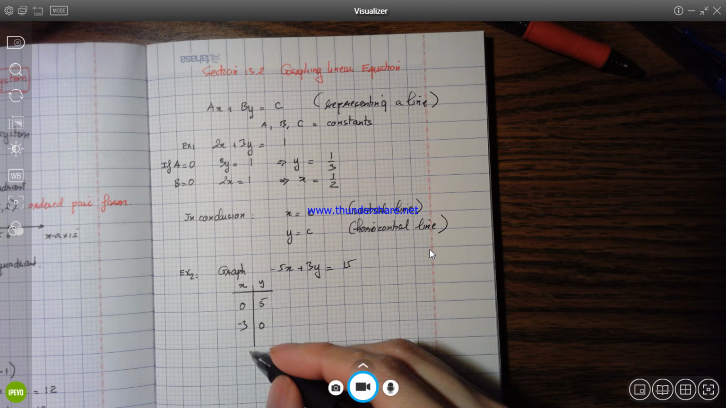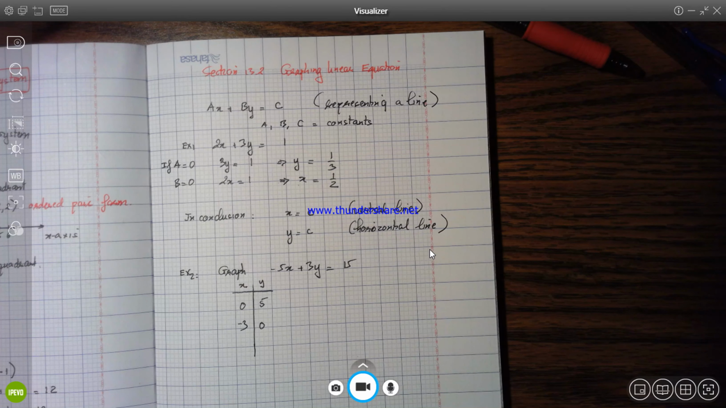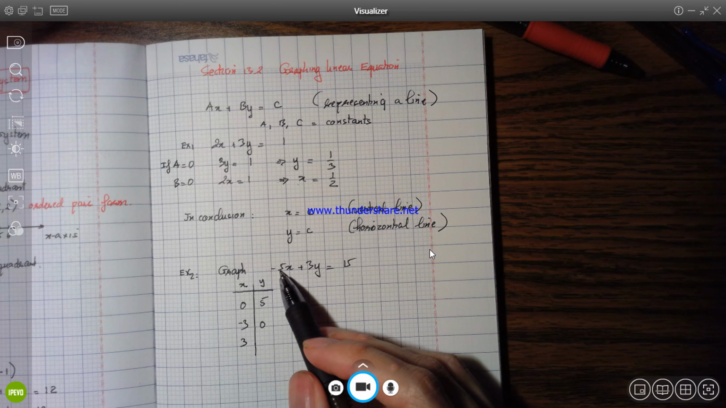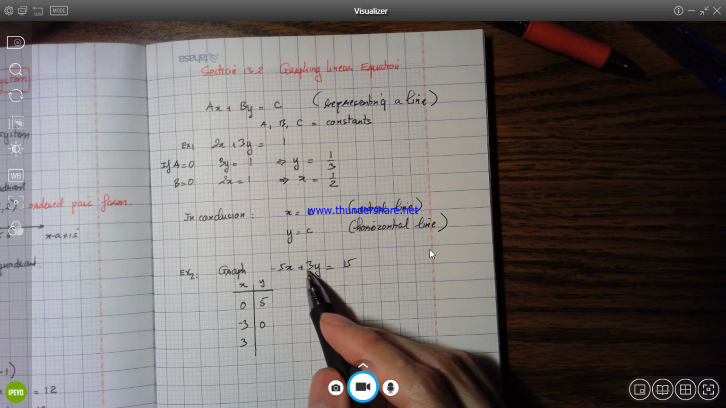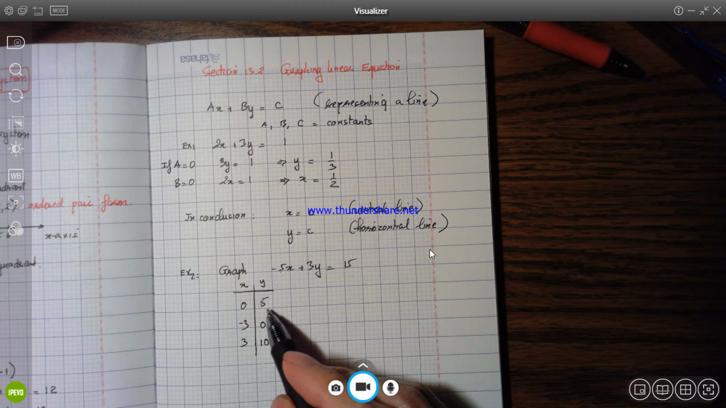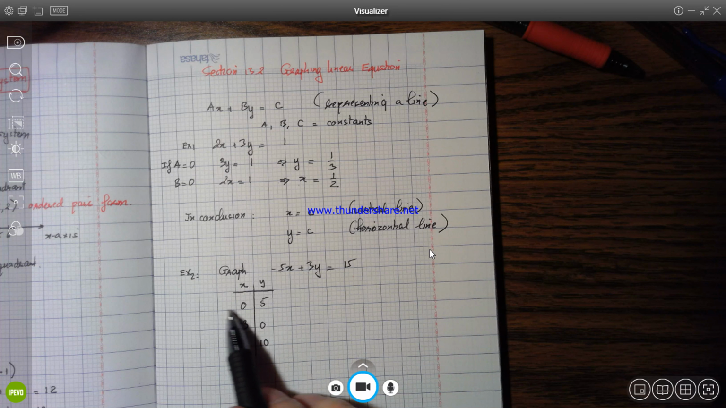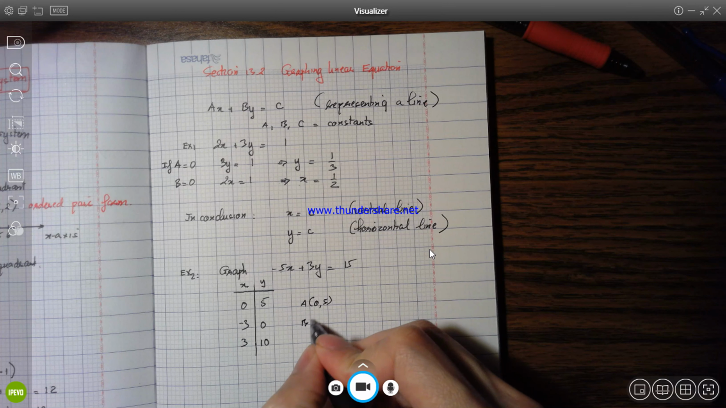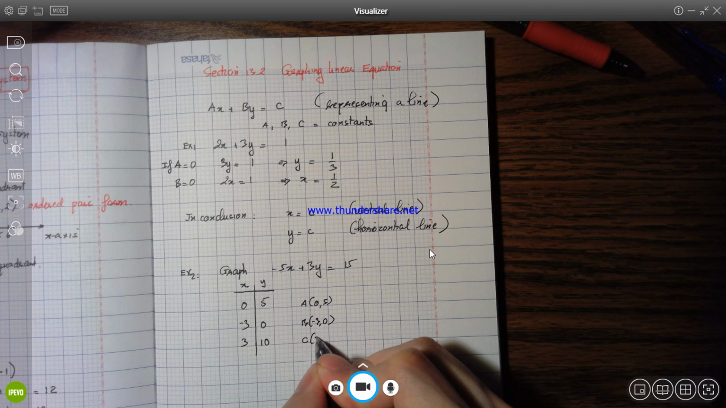So what else would I pick? I think I'll pick 3, because it gives you -15. I'm adding 15 to both sides, which gives you 30. 30 divided by 3 gives you 10. So I think that is good enough. After we got 3 points, I can name them. The first point will be (0, 5), point A, point B will be (-3, 0), point C will be (3, 10), but you don't have to name them.